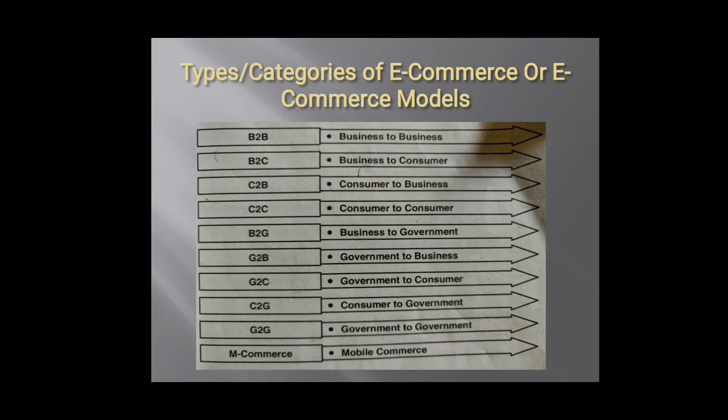So this can be an example of consumer to business. Next is consumer to consumer. Consumer to consumer e-commerce, or C2C, is simply commerce between private individuals or consumers. So it is between two people or consumers of an organization.